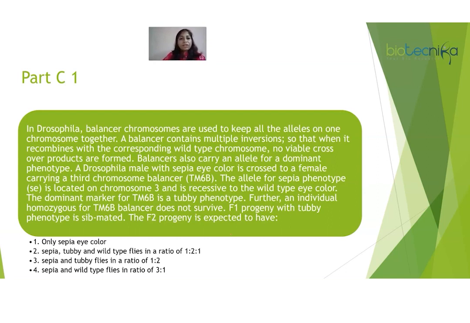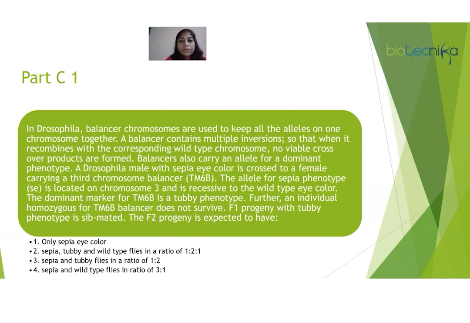So the first question in part C: In Drosophila, balancer chromosomes are used to keep all the alleles on one chromosome together. A balancer contains multiple inversions so that when it recombines with the corresponding wild type chromosome, no viable crossover products are formed. Balancers also carry an allele for a dominant phenotype. A Drosophila male with sepia eye color is crossed to a female containing a third chromosome balancer.